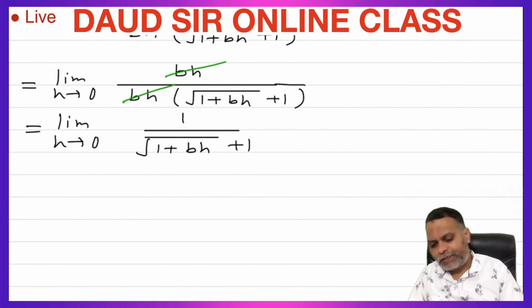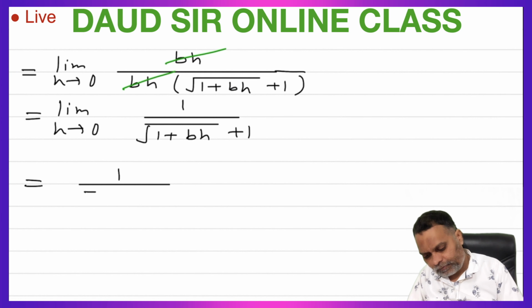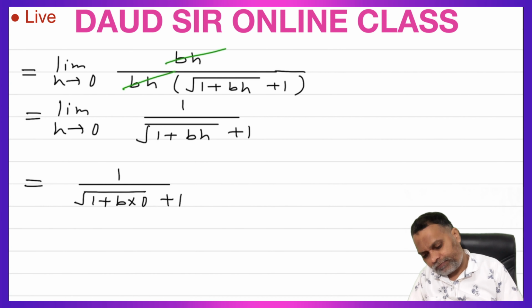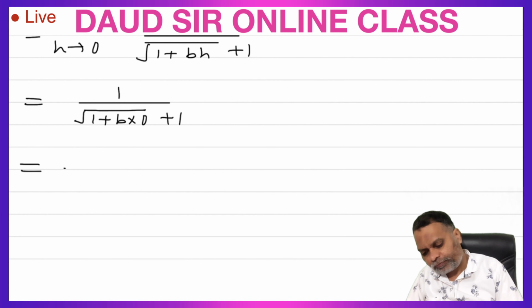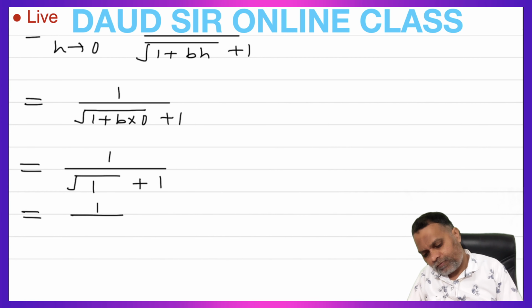Now we can substitute h is equal to 0. 1 upon under root 1 plus b into 0 plus 1, which is equal to 1 upon under root 1, this is 0, plus 1. Under root 1 is equal to 1 only, so this is 1 upon 2.